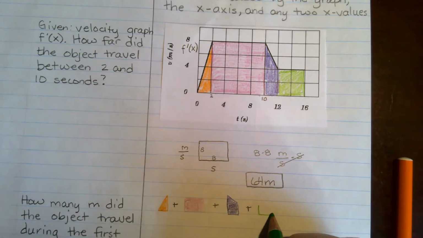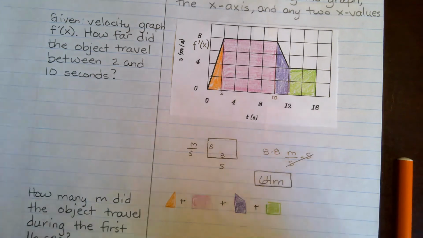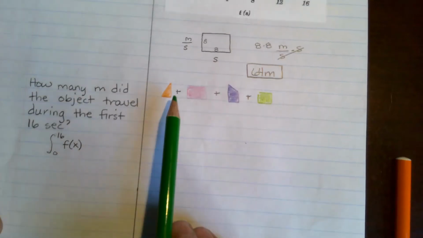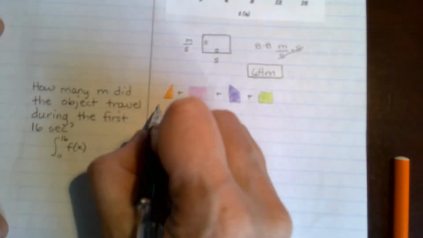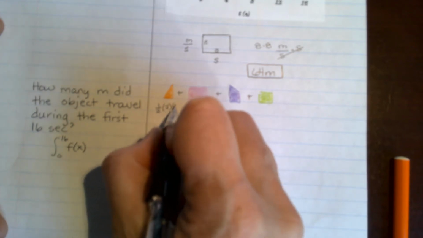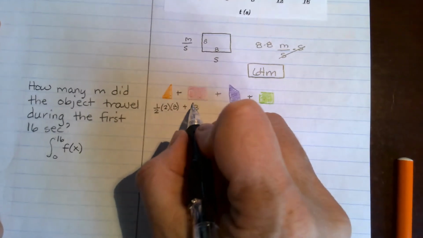Okay, so again, I want you to have this little visual that that's all we're doing. We're finding these little areas all put together. So this guy is a triangle, so I got to go 1/2 base times height. This is just a square as well, right? It was 8 times 8.